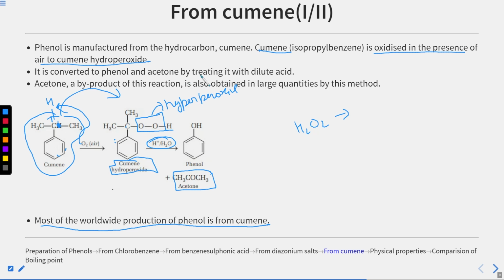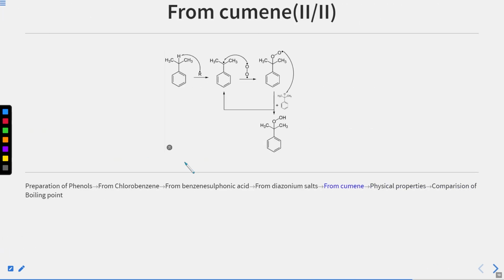And this is obtained in large quantity. So in this case, we get a large quantity of phenol. So let us see the mechanism first of all. How does this go? It goes through a radical mechanism. So I put up a picture of the mechanism.